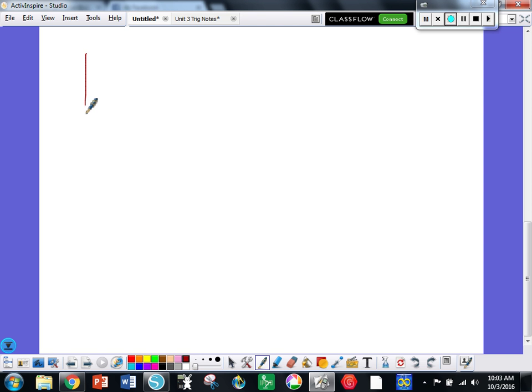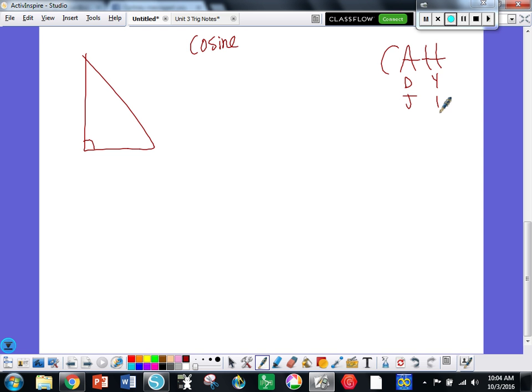So now let's deal with cosine. From my SOHCAHTOA, cosine is what over what? It's adjacent over hypotenuse, right?